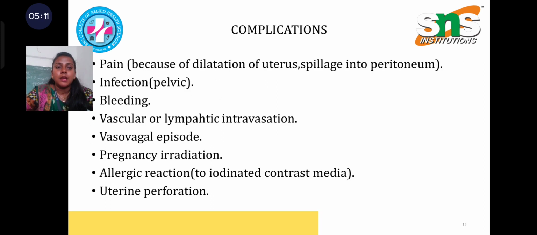Complications: pain because of dilatation of the uterus, spillage into the peritoneum. Infection, pelvic infection may occur. Bleeding, vascular or lymphatic intravasation, vasovagal episode, pregnancy irradiation, allergic reaction due to contrast media, uterine perforation. These are the complications that may occur in the patient while doing the HSG procedure.